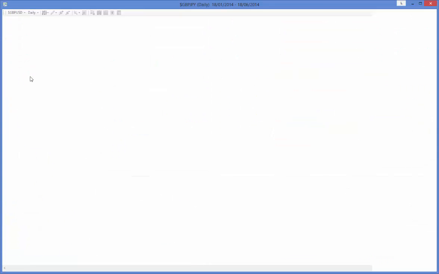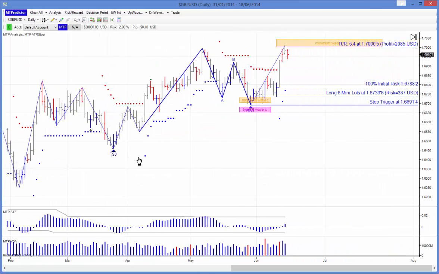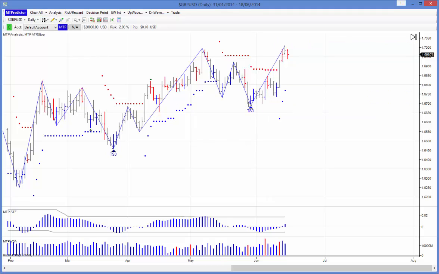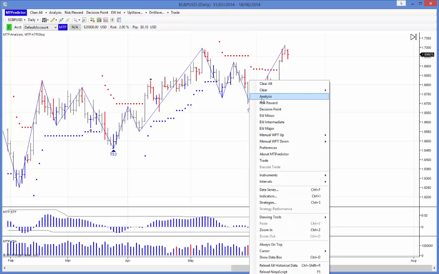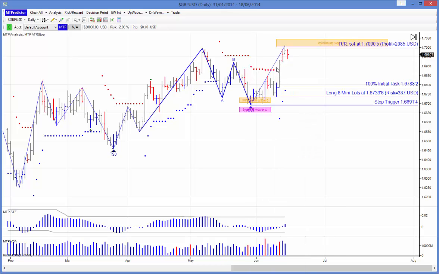Let's have a look at the GBP US dollar. I've been following this one myself, as I'm based in the UK, and here, if I just clear the analysis off, we had a lovely TS3 buy setup. I particularly like this trade setup because the new Governor of the Bank of England, Mark Carney, he's not new now, he's been with us for a little while, made an announcement on British interest rates.